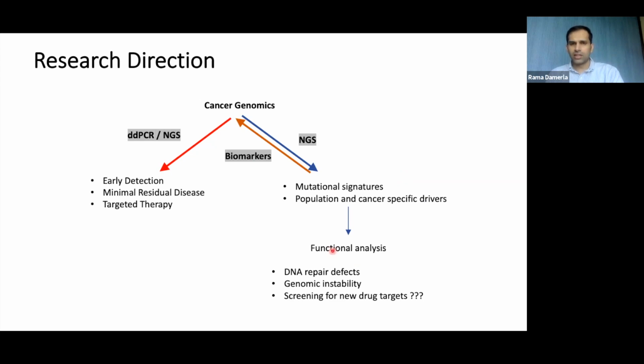And then we do some functional analysis, so different experiments to determine DNA repair defects, genomic instability, and also screening for new drug targets. So the idea for doing this is to identify new or novel biomarkers that we can then use with different genomic technologies for early detection of cancer, detection of minimal residual disease, which is disease that is left over after treatment, and also for targeted therapy. So for giving precision medicine or personalized medicine based on individual cancer patients.